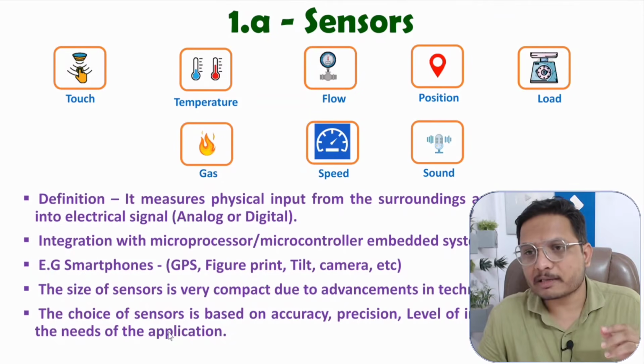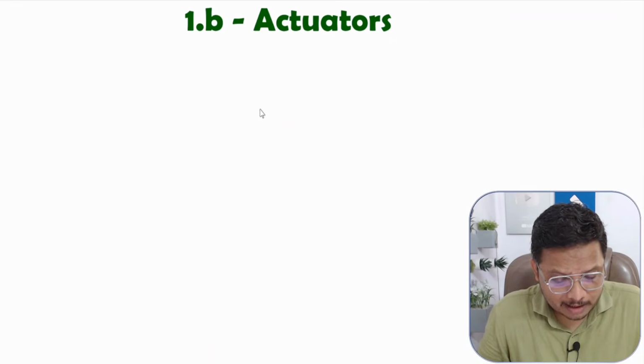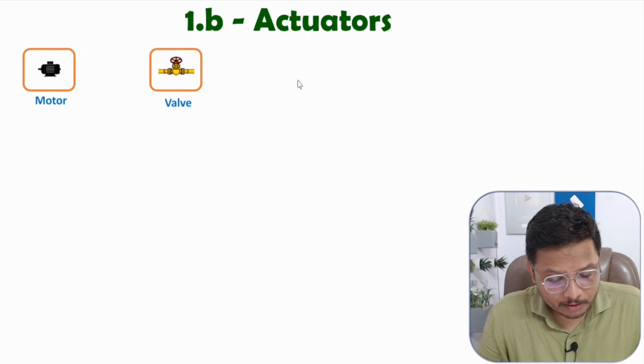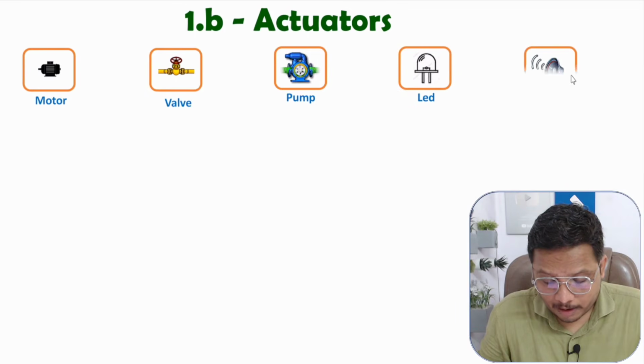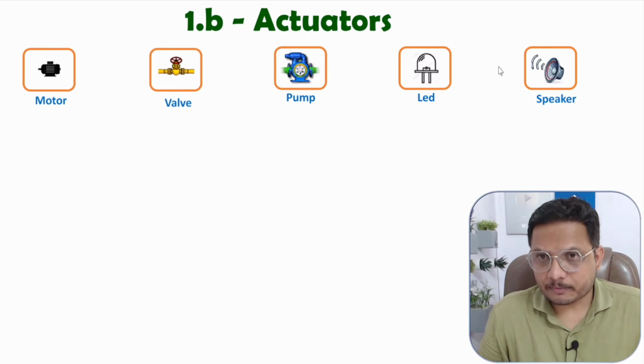Now I'm going to discuss actuators. Actuators are based on how we provide physical output. A few examples are listed over here, like we can have a motor, we can have a valve, we can have a pump, we can have an LED, we can have a speaker. So these are the actuators where we provide physical output, right?